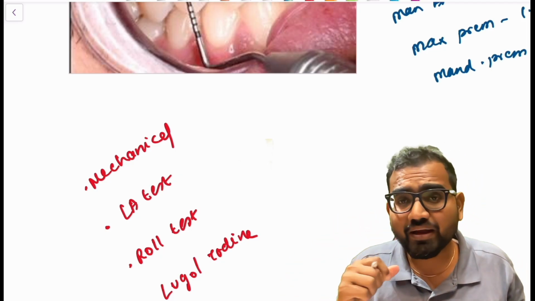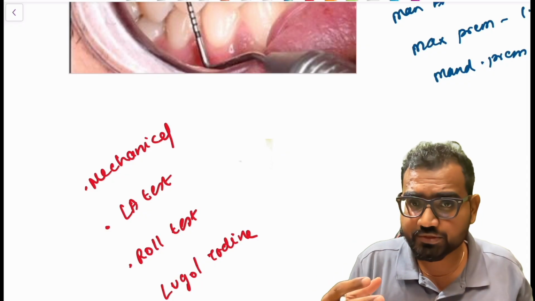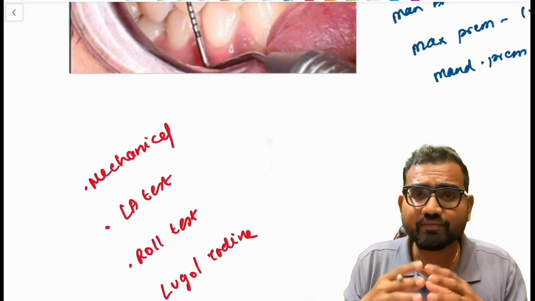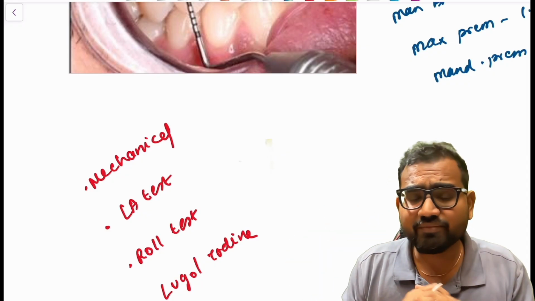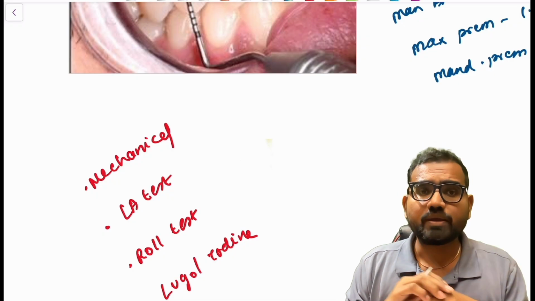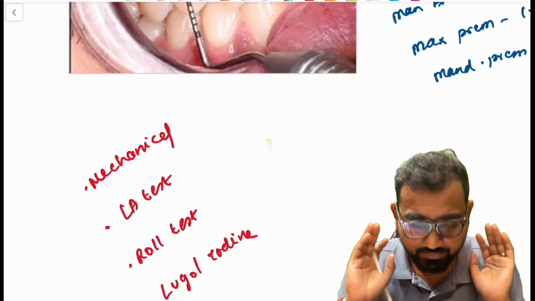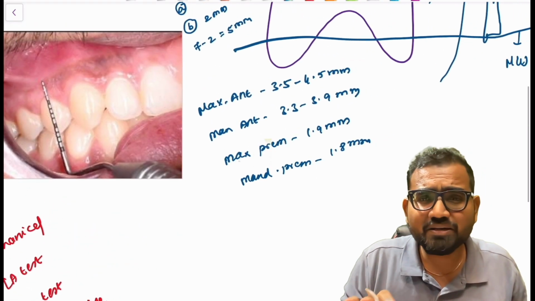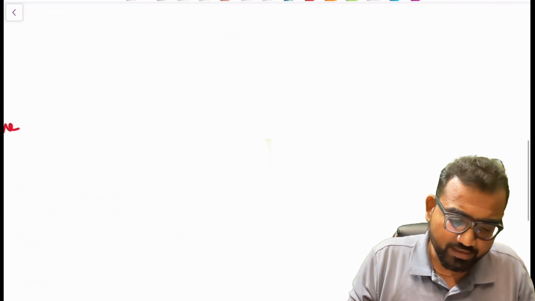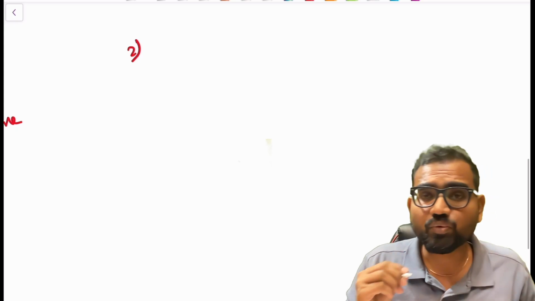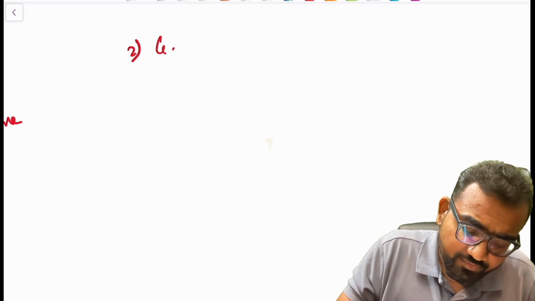There is also another method called ultrasonic probes. That is an advanced method where we use a probe to measure the width of attached gingiva. Okay, now these are all the ways you can measure the width of attached gingiva. So the first terminology is simple and clear, right? So, width of attached gingiva. The second terminology we are going to learn is gingival recession.